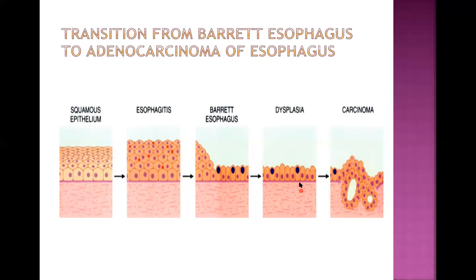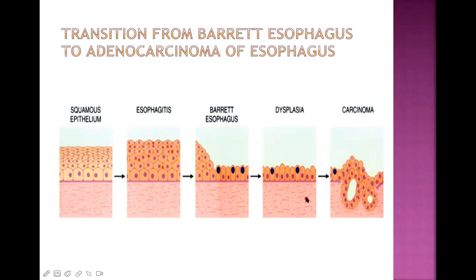After that, dysplasia will occur. Dysplasia means disorganized cells. And finally, carcinoma occurs. This is called invasive carcinoma. Now, where is the basement membrane? Here, it is already broken. It is already damaged, and the cancer cells are present below the mucosa, in the submucosal area.